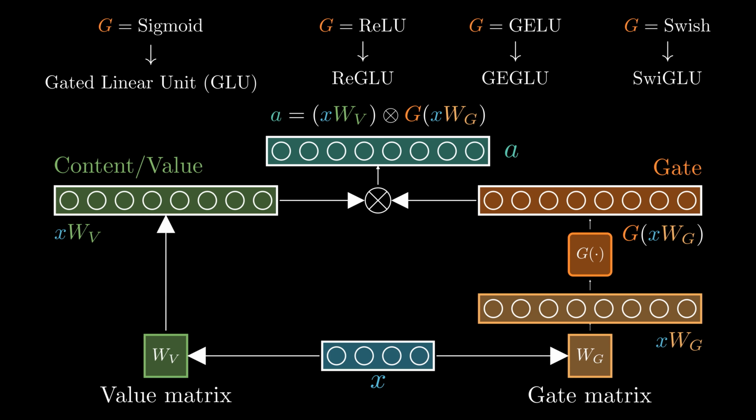Each variant inherits the smoothness properties of its gate. ReGLU is sparse and fast. GLU and SwiGLU are smooth and expressive.